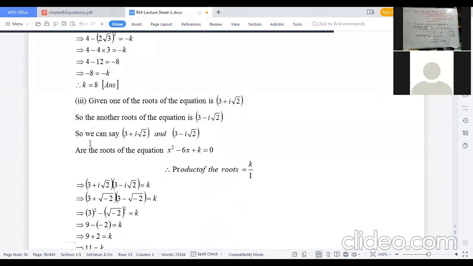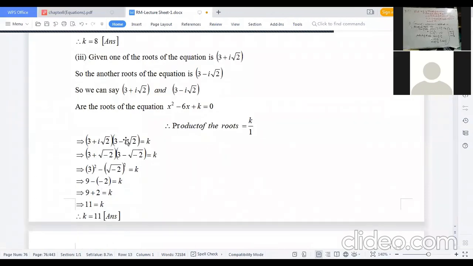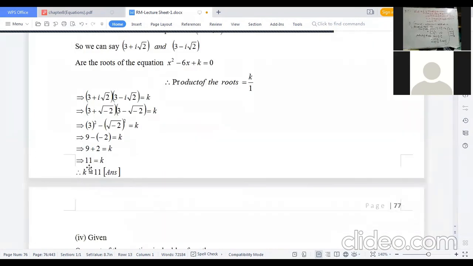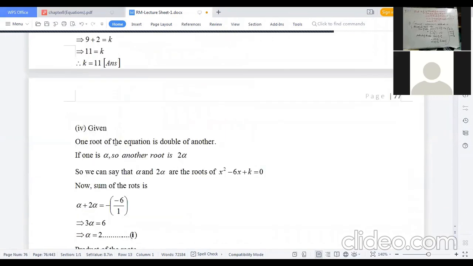Again, for the third condition, the root is 3 plus i root 2. So the conjugate root will be 3 minus i root 2. If the given root is this, then another root will be 3 minus i root 2. So we can say these two roots are the complex imaginary roots of the given equation. So product of the roots is c by a. C means the constant term, and a means the coefficient of x², so c by a means k by 1. That means the product of the given roots equals k. Just putting the value, we get the required value of k.